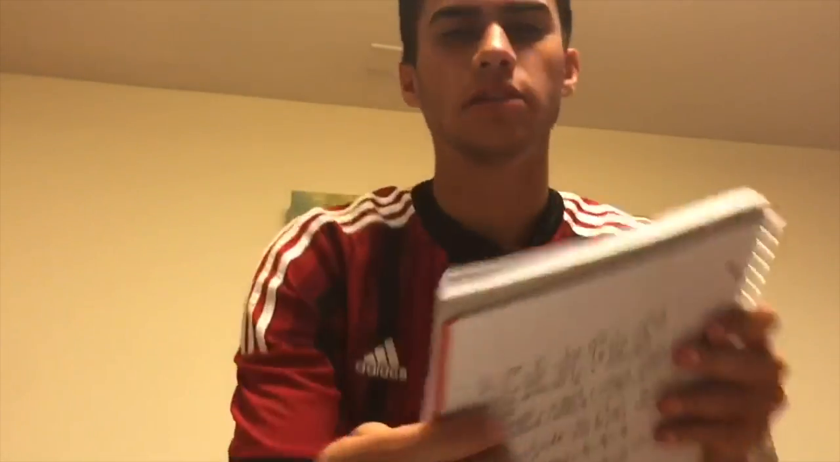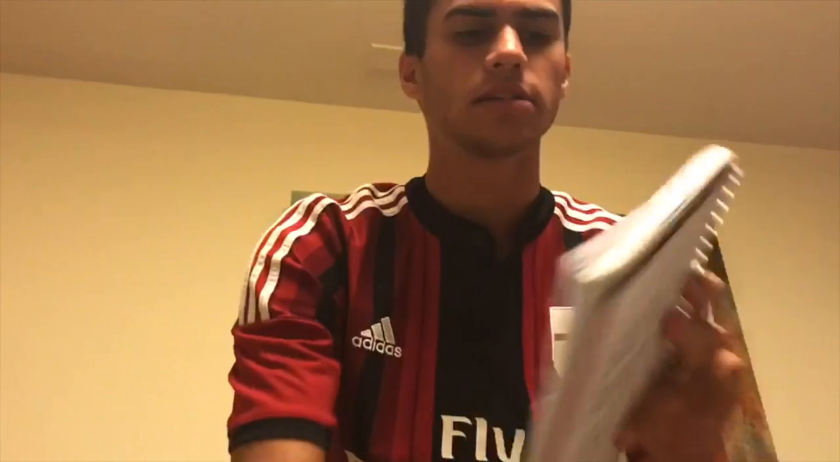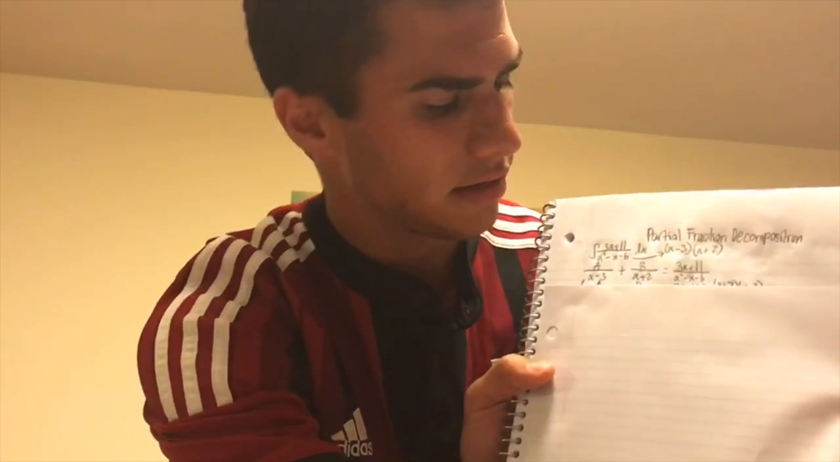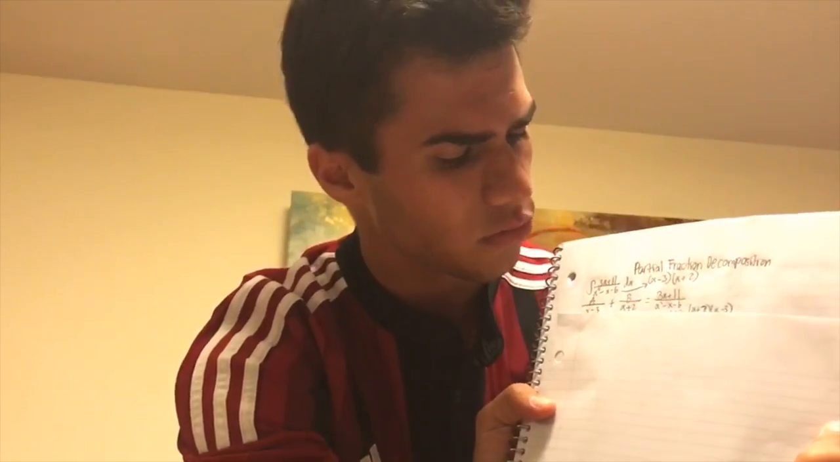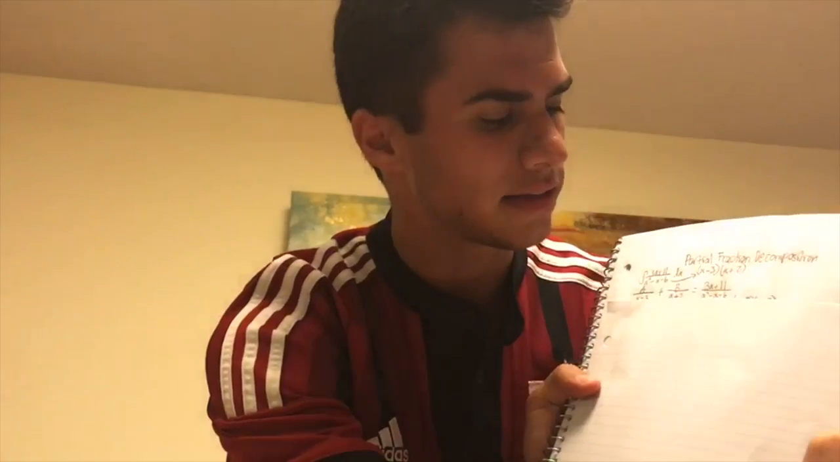So the denominator can be factored into x minus 3 and x plus 2. Once you get those values, you then set A to be over x minus 3 and B to be over x plus 2. Or you could switch it around, it doesn't matter. And then you set those two equal to 3x plus 11 over x squared minus x minus 6, which is really x minus 3 times x plus 2.